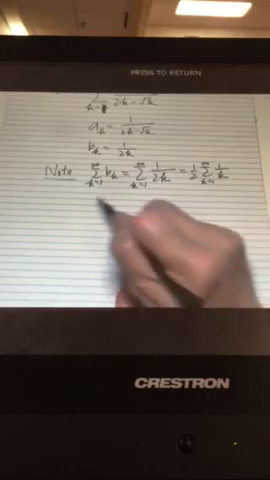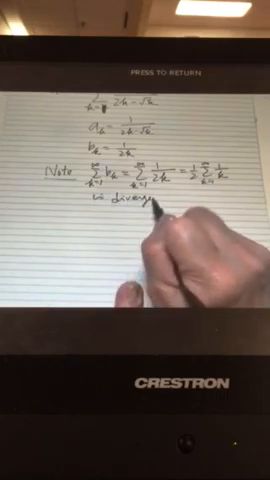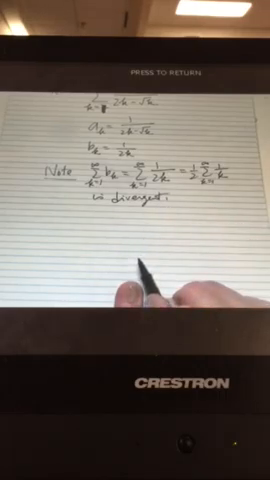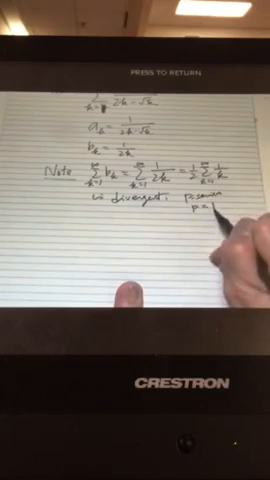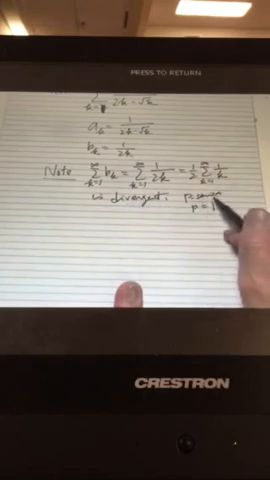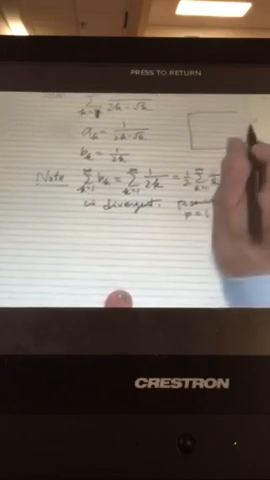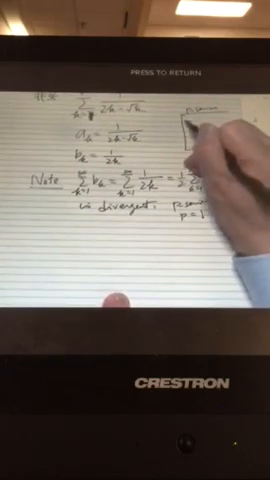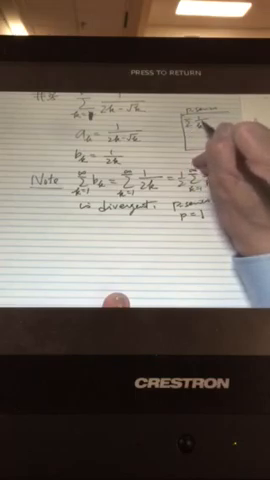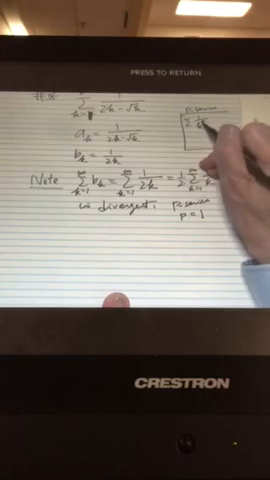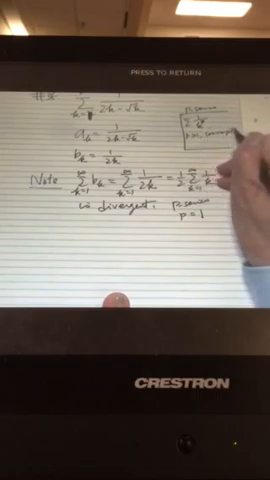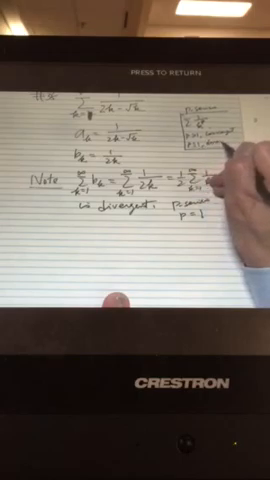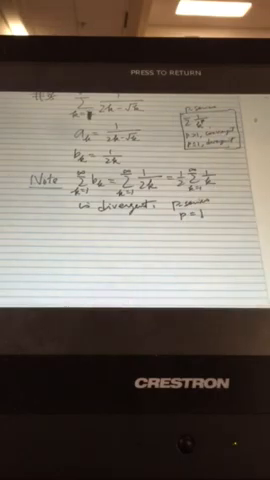This series, okay, is what? Divergent. Again, from Tuesday's lecture, this is a p-series where p is equal to 1, so it's divergent. Remember the p-series test? It's 1 over k to the p. If p is bigger than 1, it's convergent. If p is less than or equal to 1, divergent. That's the p-series test which we talked about Tuesday.